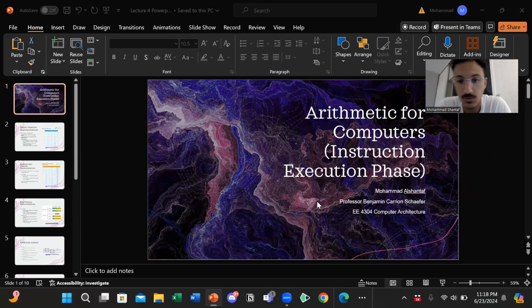Okay, welcome to lecture 4, computer architecture. Today's lecture will be about arithmetic for computers. We'll just be going over instruction, execution, and phase.